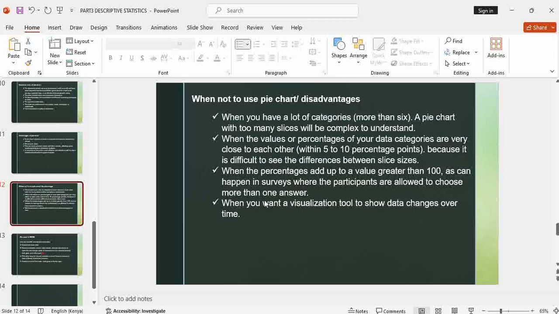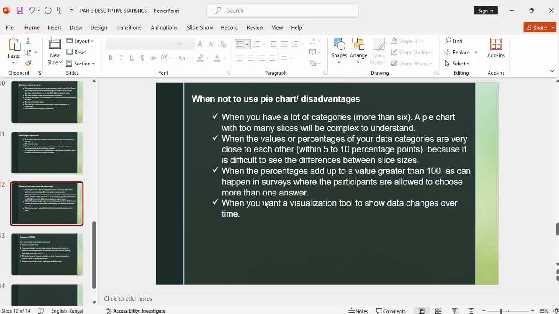When the values or percentages of data categories are very close, this is what I mean. For example, male, female, and so on, when their percentages are very close, you cannot even differentiate the size of the slices. For example, one having 51, another one having 52. Then it will become difficult again to look at the graph and see how the data is proportioned.